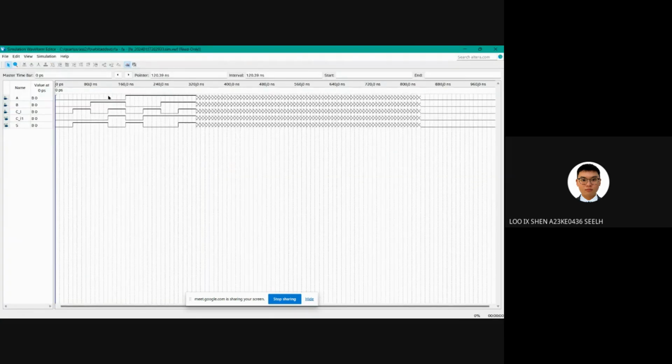This is our waveform. For example, if A equals 0, B is 1, and carry in is 1, then 0 plus 1 plus 1 is 1, 0. So the sum is 0 and the carry is 1.